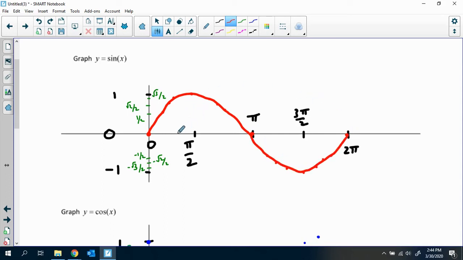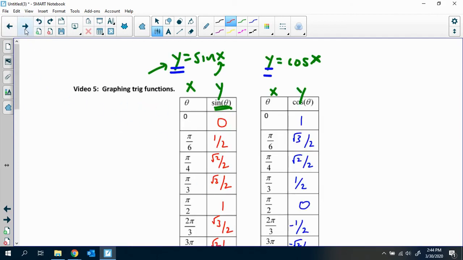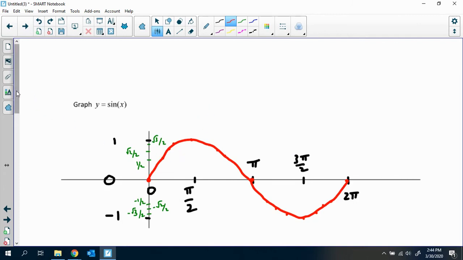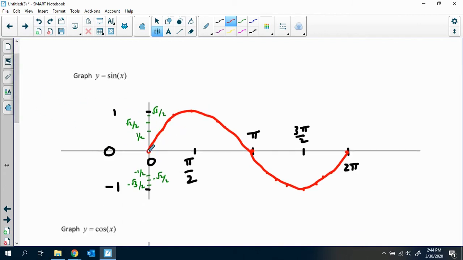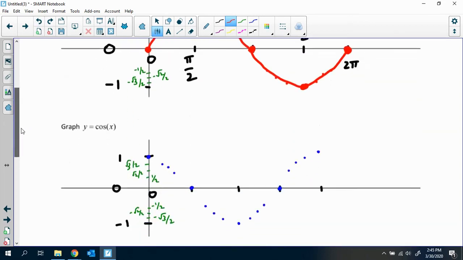Now, in order to graph sine of x, do I need to plot every single one of these points every time? No, I need to know what the general form looks like. So when x equals 0, y equals 0. When x equals pi over 2, we have 1. When x equals pi, we're down to y equals 0. 3 pi over 2 is a -1. And at 2 pi, we're back to 0. And then it would continue on forever, but we typically are only asked to graph one period, so I'm only graphing one period here. Cosine is likewise.